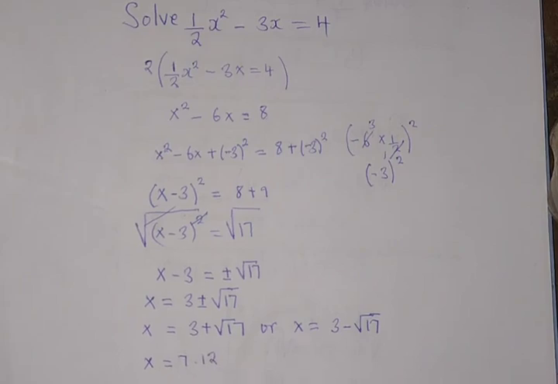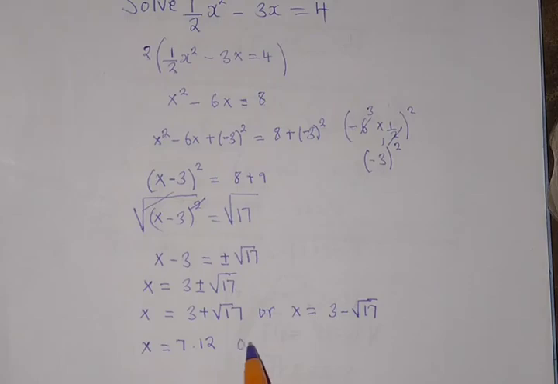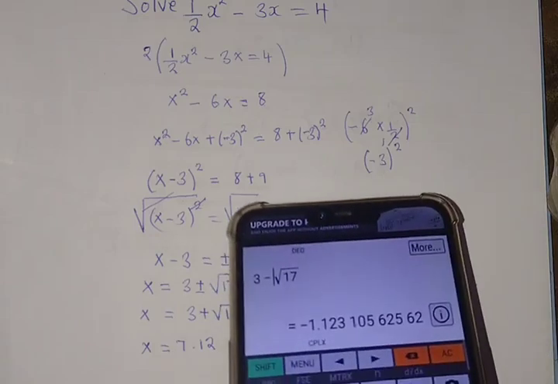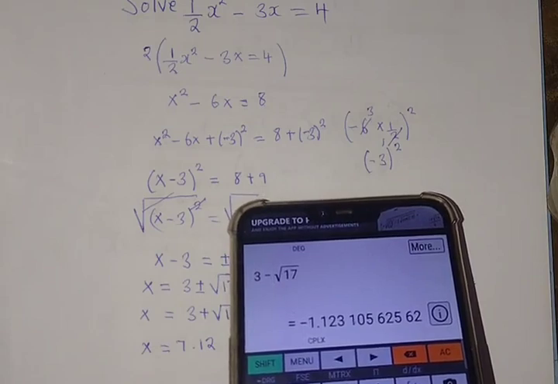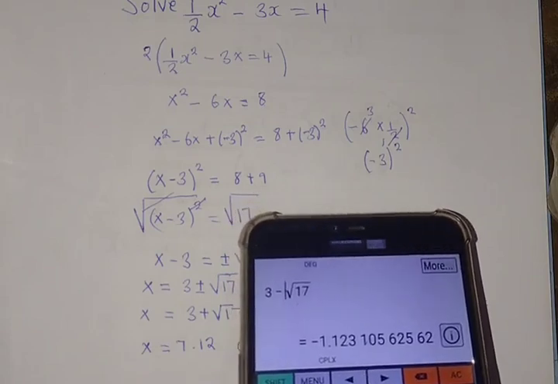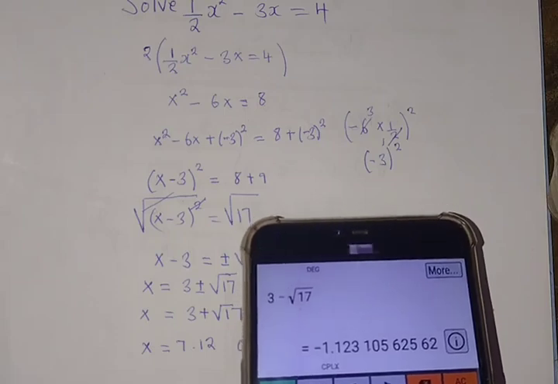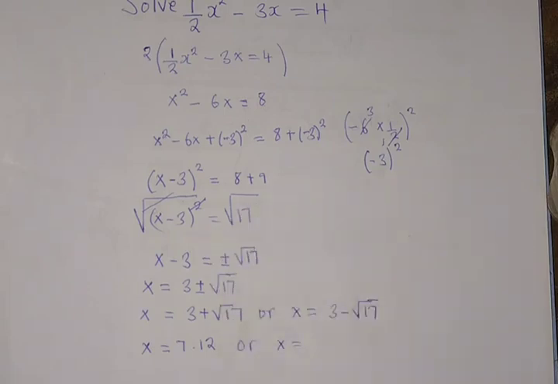So we have 7.12. This is the first value, or x is equal to, so we can now punch again 3 minus the square root of what? 17. It will give us negative 1.123. So we can leave again our answer correct to 3 significant figures or correct to 2 decimal places. So this is going to be x is equal to negative 1.12. So these were the 2 possible values of what?